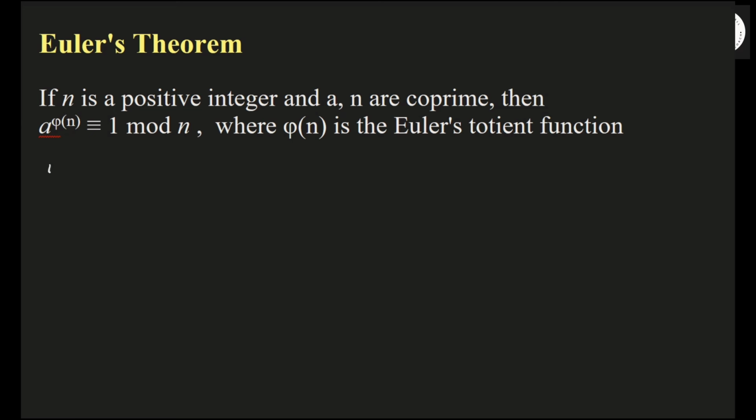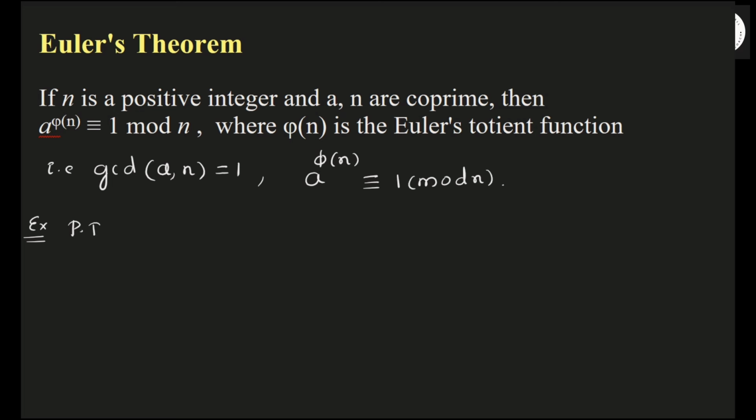GCD of a comma n must be 1. They are relatively prime. Then what does it imply? Then a raised to phi n is always congruent to 1 mod n. Okay. This is the statement of Euler's theorem. Now, let us check one example.